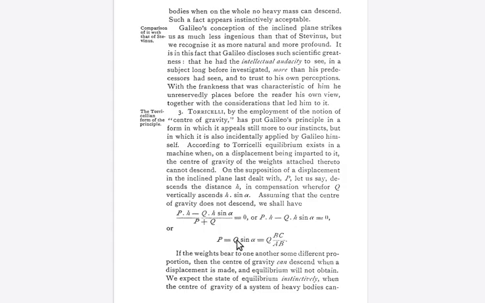We expect the state of equilibrium instinctively when the center of gravity of a system of heavy bodies cannot descend. The Torricellian form of expression, however, contains in no respect more than the Galilean.